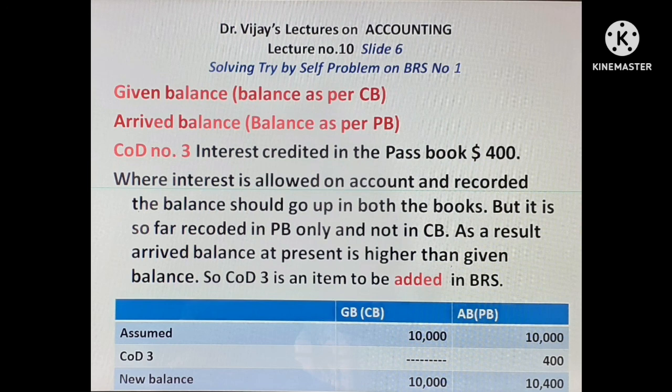Look at the model. Assumed balance is the same in both the books. First is the given balance, cash book. Second is the balance to be arrived, passbook. Now the cost of difference is shown in the second column, 400. So the balance to be arrived, the passbook balance, goes up to 10,400, whereas the given balance remains 10,000 itself. The arrived balance is greater, which means the item is to be added.